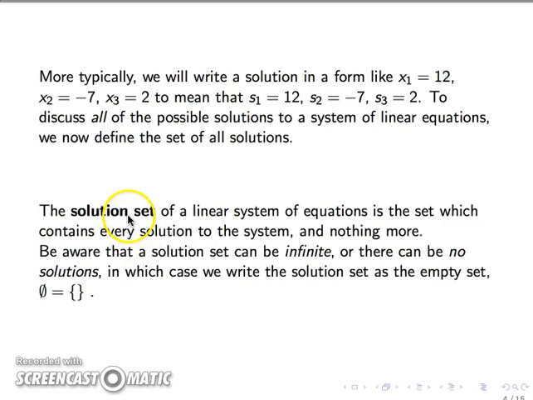The solution set in a linear system is a set which contains every solution to the system, and it happens that that solution set can be infinite. There could be systems with infinitely many solutions, and also there can be other systems that do not have a single solution. And if they don't have solutions, then this set, called the solution set, will be the empty set.